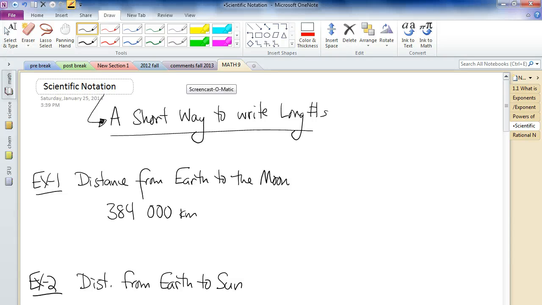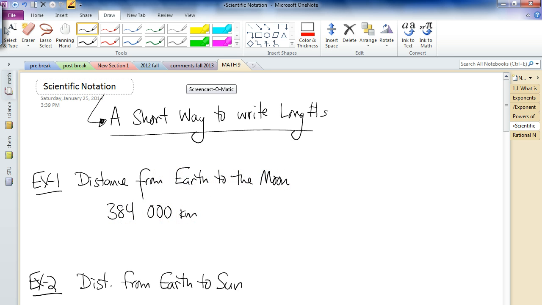Okay, today's topic is on scientific notation, and it's used by scientists quite a bit to write out long numbers. Scientists have to deal with long numbers when they're talking about distances in space, and then there are also long numbers when you're talking about really puny masses, like masses of protons and electrons and things like that.